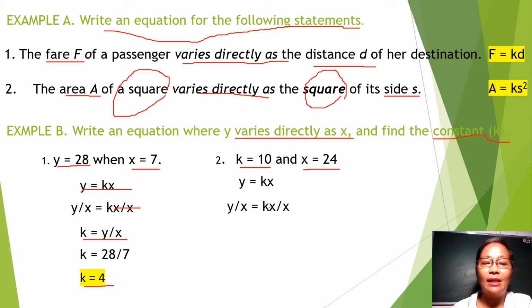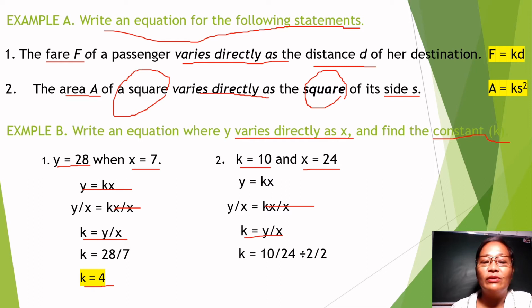Therefore, our k now is k is equal to y all over x. Again, as I mentioned a while ago, if you already memorized the formula, you can directly use it. Then after that, substitute: k is equal to our y, which is 10, divided by our x, which is 24.